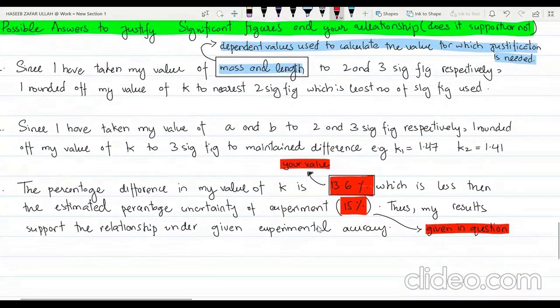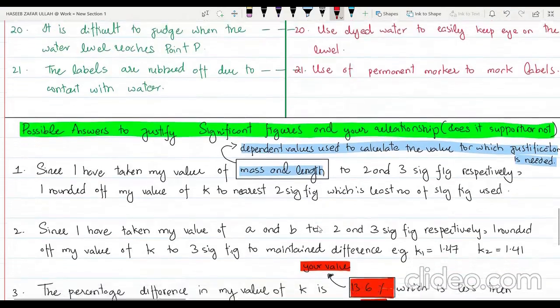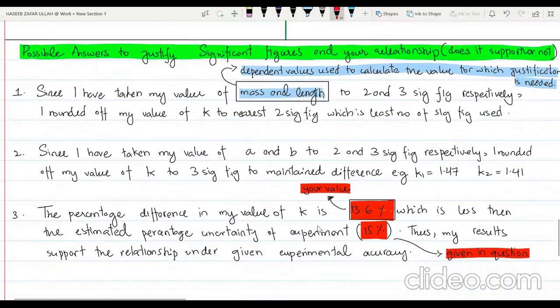The third and last point that you have to keep an eye on is the possible answers to justify the significant figures and your relationship. The examiner often asks you to justify the significant figures you have used and about the relationship, whether it is being supported by your results or not. So the first one that I have written for the significant figures is, since I have taken my values of mass and length, it is just an example, okay? It is the dependent values used to calculate the value for which the justification is needed.